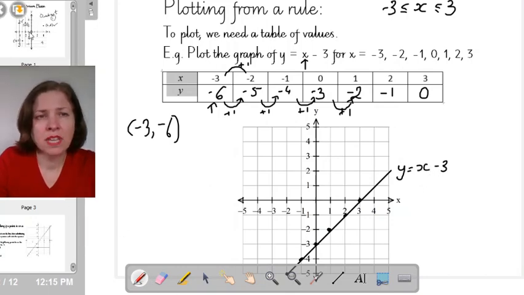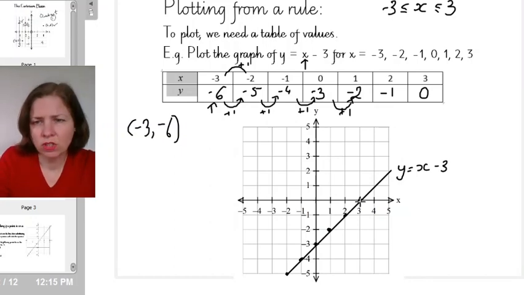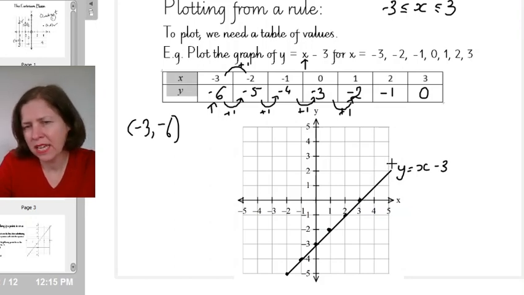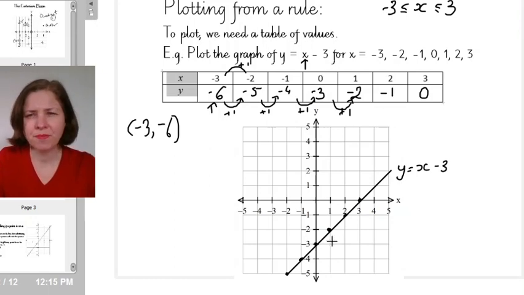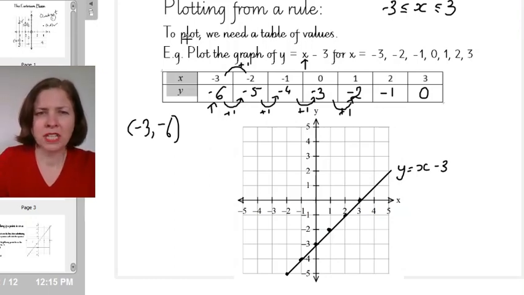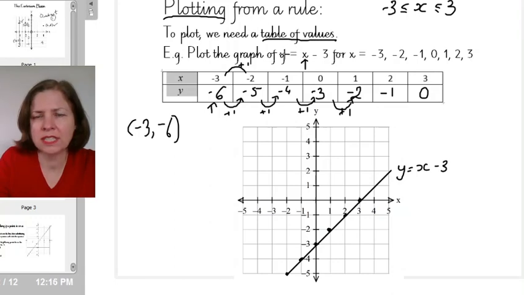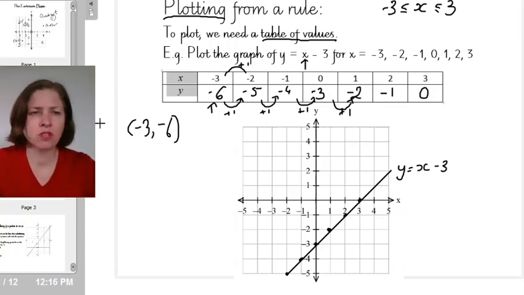So an important thing that I said there is that I don't stop here. I've plotted these points, but that doesn't mean the line stops at these points. The line keeps going forever, actually. So that is plotting. Plotting is when I make a table of values. So if you ever see the question saying plot, then you need a table of values, and you might need to draw it yourself.